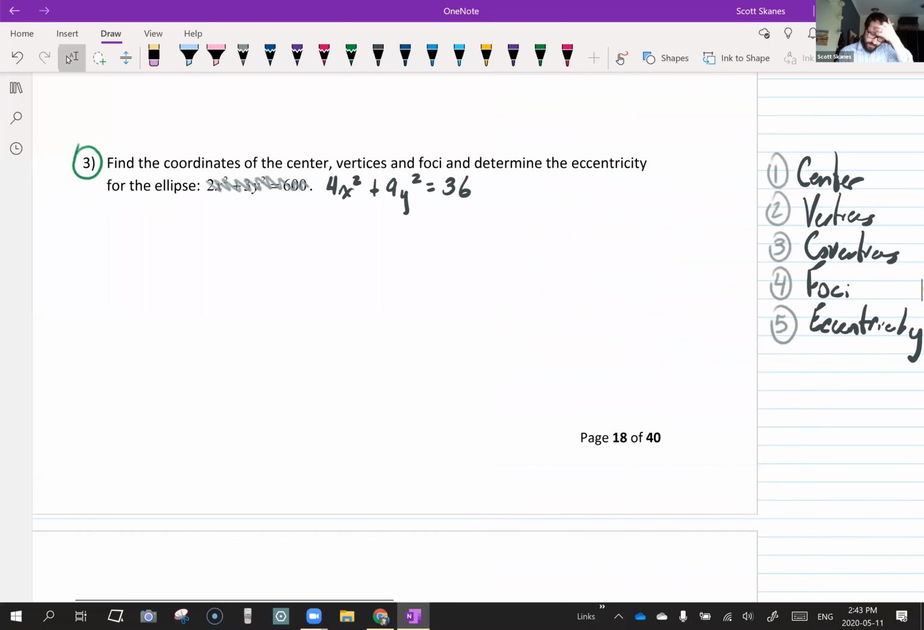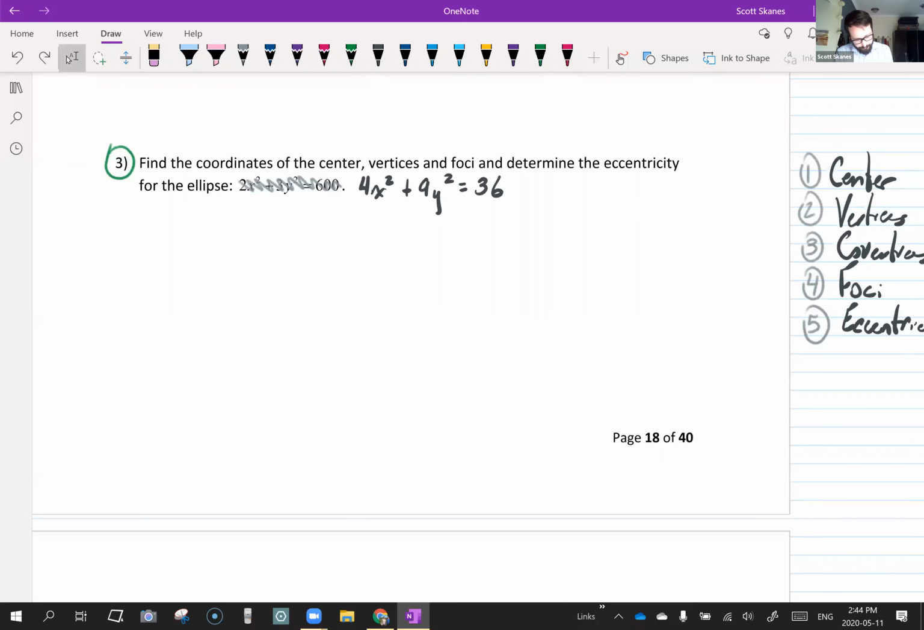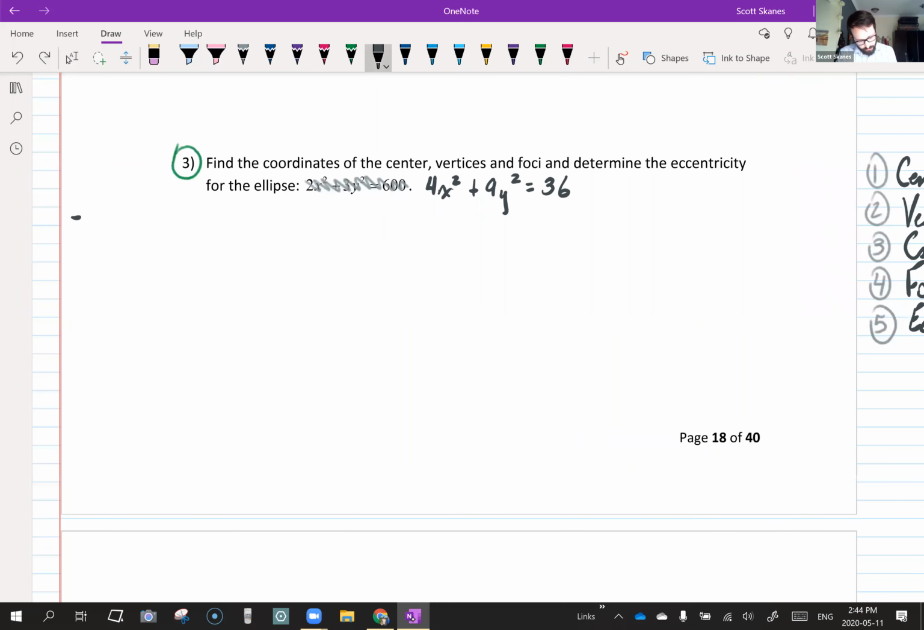So first of all, this doesn't match our regular form. By this, I mean this doesn't match what we want it to be. We want the right side to be 1. So divide everything by 36 first, kind of like we did last time. I'm going to start it over here. Divide everything by 36. What do we get?